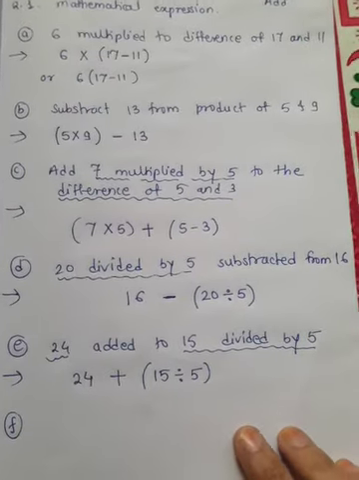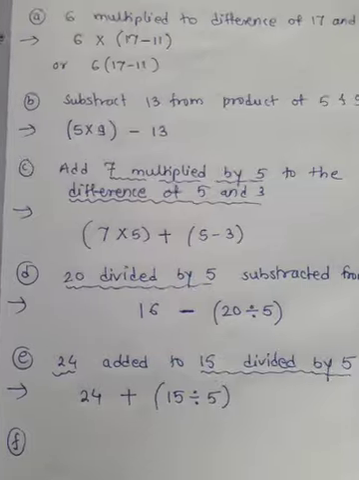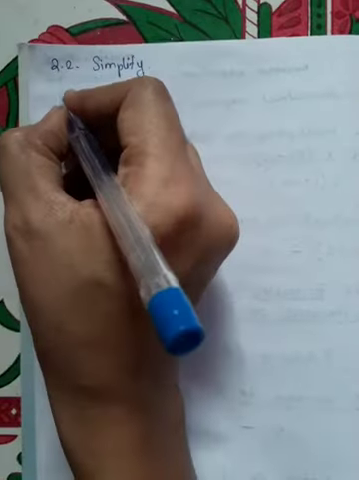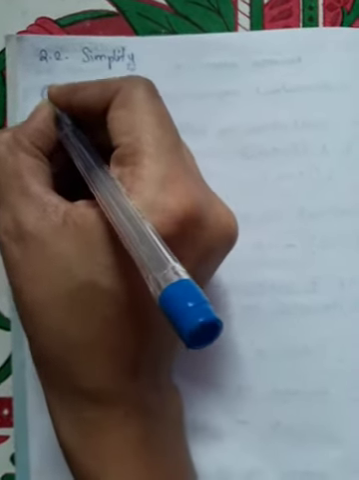Now see question number 2. What is question number 2? Question number 2 is: simplify the following terms using the BODMAS rule. There are so many examples, and the first 5 examples are very easy. You can do those examples. Now I will move to example number F. The first 5 you can do, they are very easy.